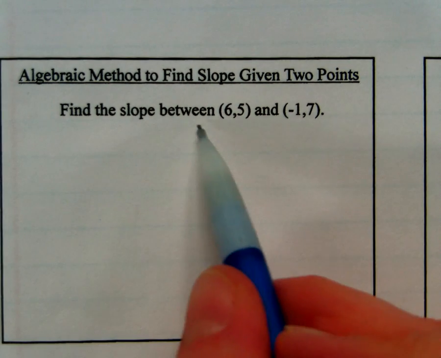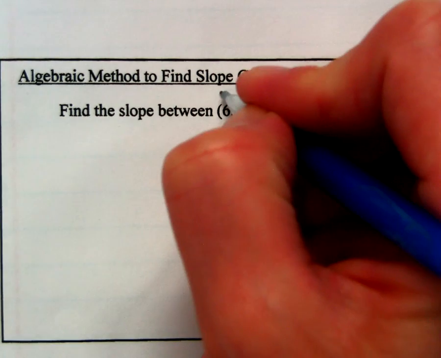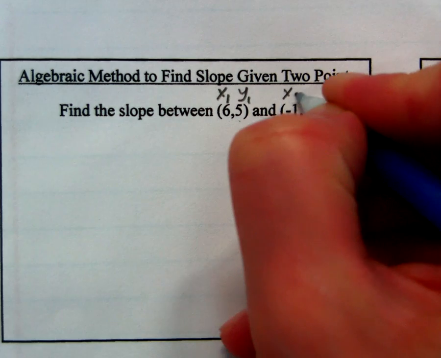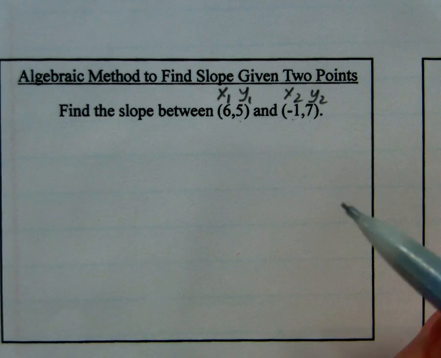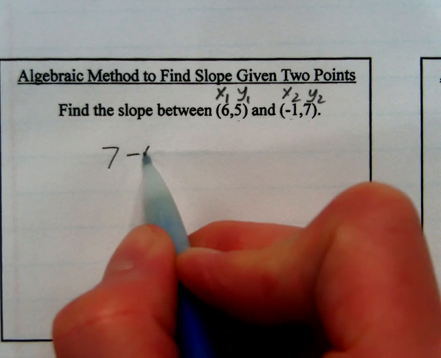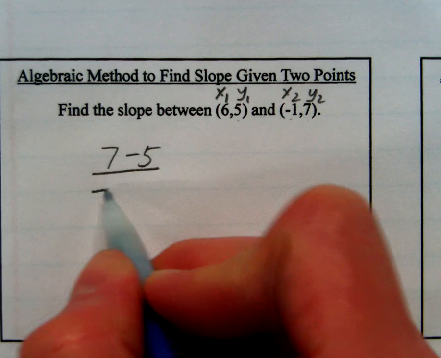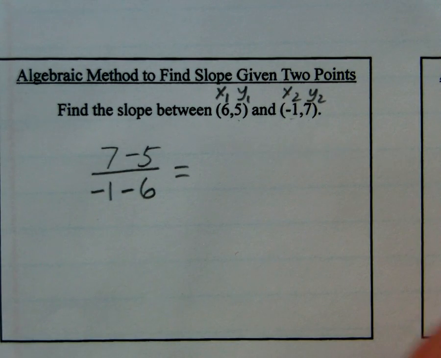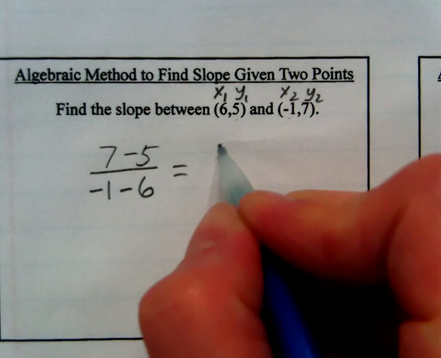So, find the slope between 6, 5 and negative 1, 7. So again, if this is new, you may still want to label x1, y1, x2, y2, just to help you keep everything straight. So we need to do y2 minus y1. So that'd be 7 minus 5. x2 minus x1 is negative 1 minus 6. Okay? So 7 minus 5 is 2.